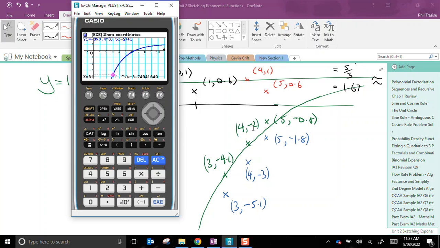Let's check this next one here at 4, negative 2. I'm feeling a bit more confident about that one. That's good. And then the next one is supposed to be 5, negative 0.8. Oh, not too bad. Happy enough with that. And it certainly looks like the asymptote is at the line y equals 1. So that's how I would solve that one.